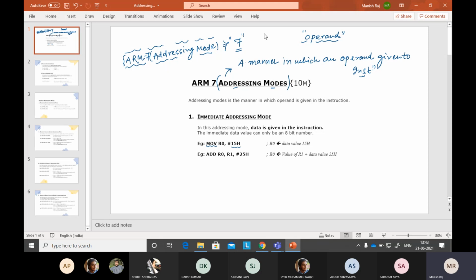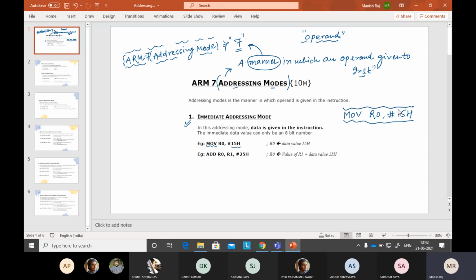So how many addressing modes are there? There are 7 types of addressing mode. So there are 7 manners of giving the operand to the instruction. First is immediate addressing mode. Already you know what is happening in immediate addressing mode. I am giving you an example; by seeing the example you can understand what is going on. One example is MOV R0, #15H. R0 is the register. This is the total instruction, written like this.